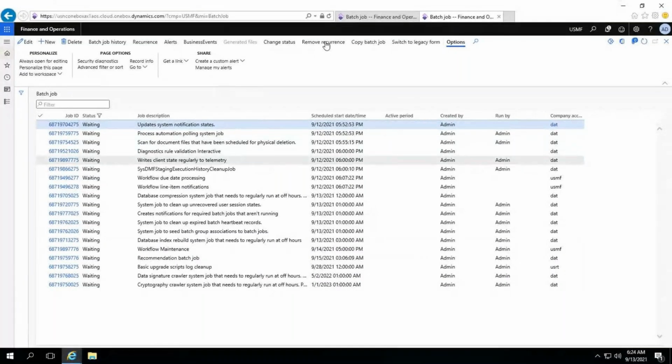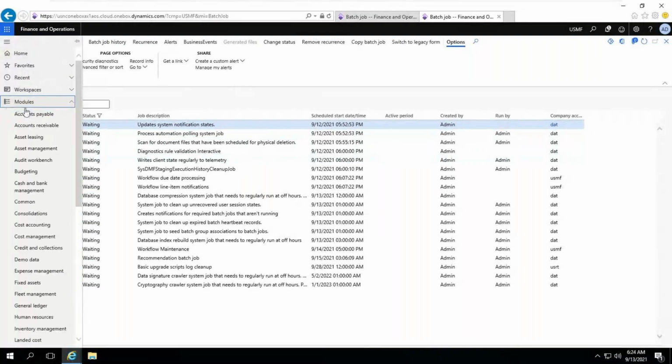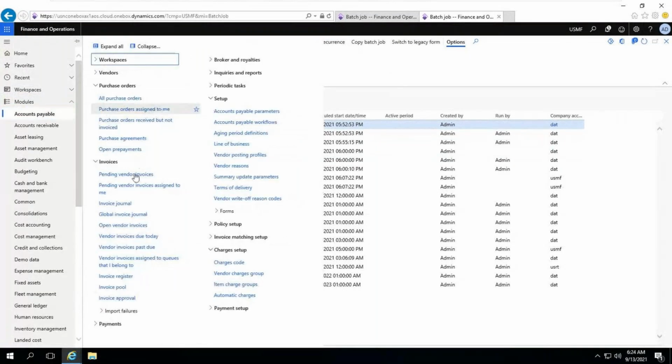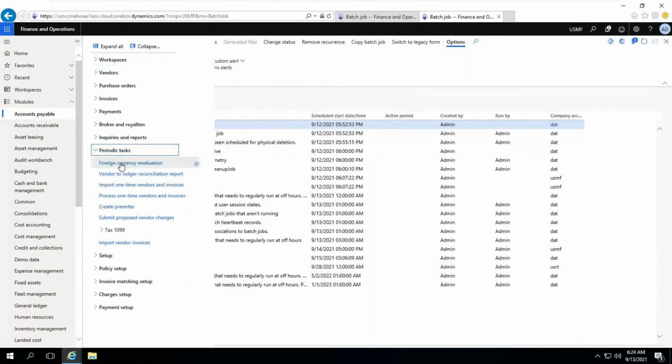It means we have manually defined this batch job. Suppose I will tell you what it means. Manual jobs means what we have configured manually. Suppose in the accounts payable module we learned foreign currency revaluation, like periodic tasks, foreign currency revaluation.